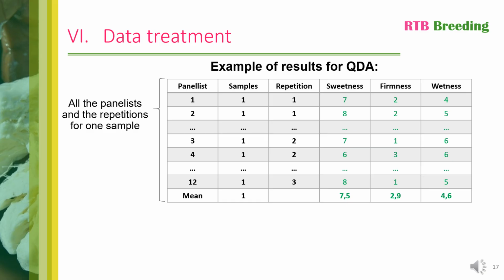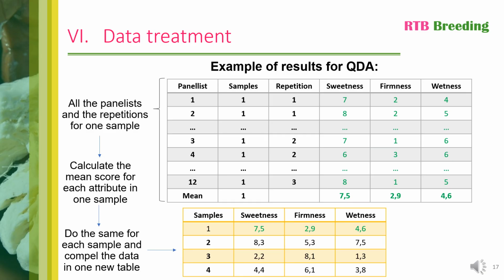In this example, the panelists tested sample number 1 and carried out 3 repetitions of this sample. On the first line of the table, these are the results of the first panelist's first repetition of sample 1. He found that the sweet taste had an intensity of 7, a firmness of 2, and a wetness of 4.